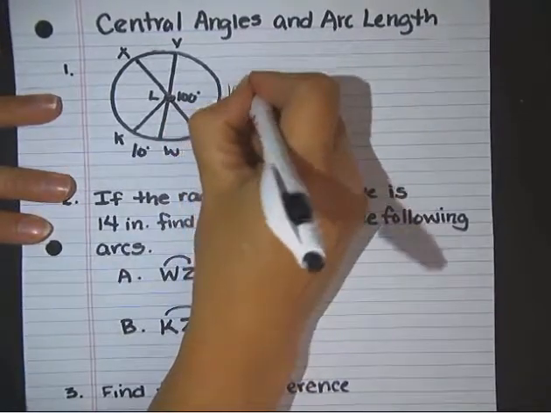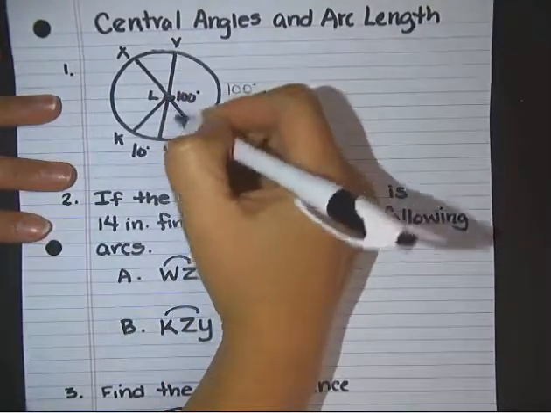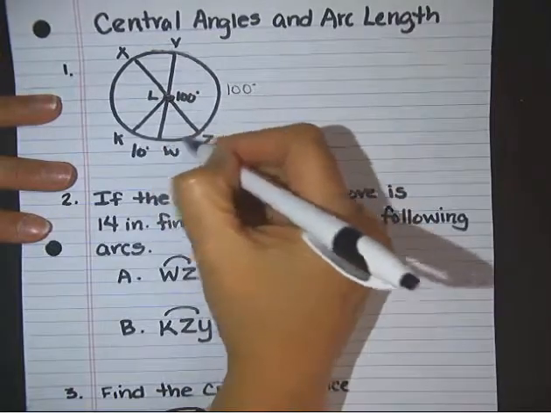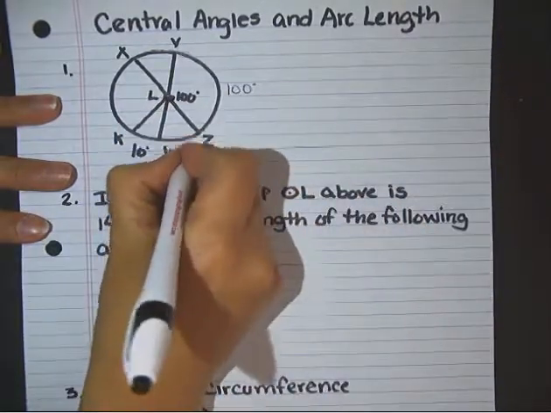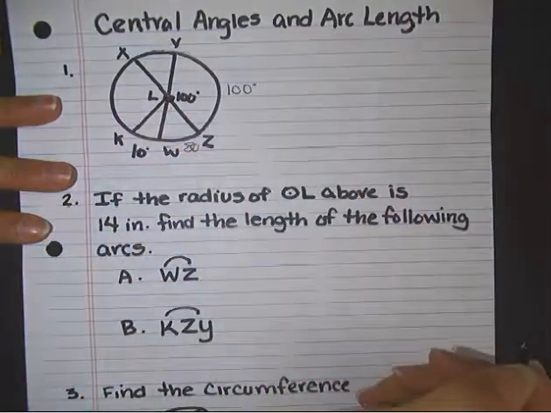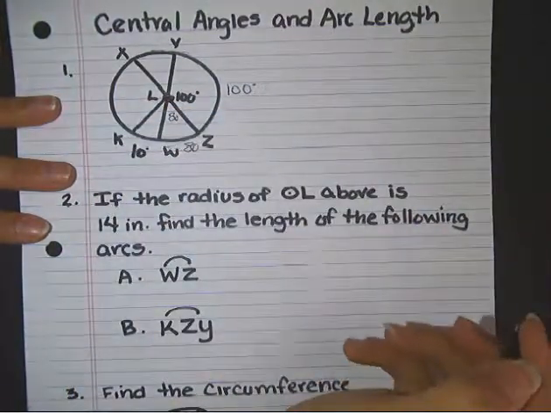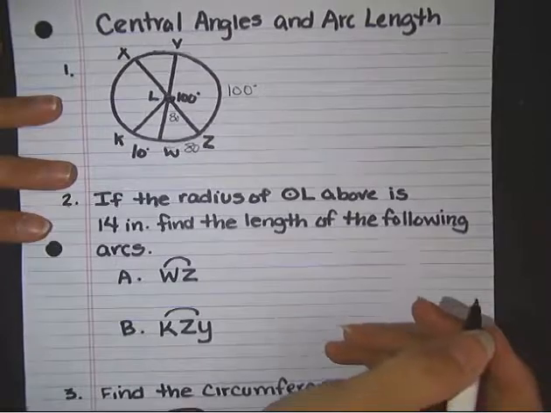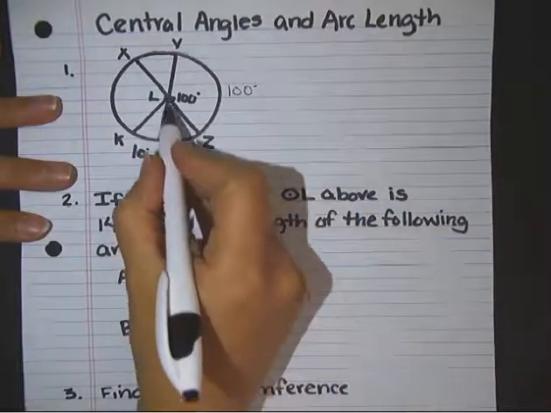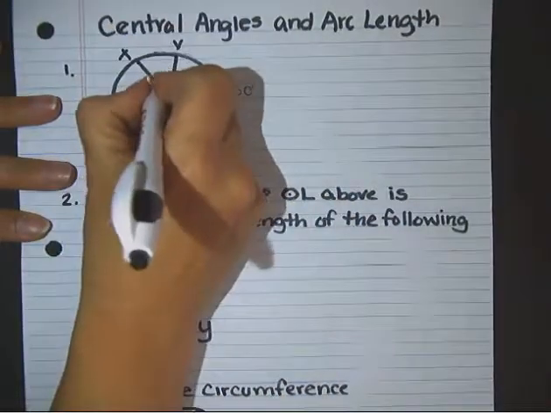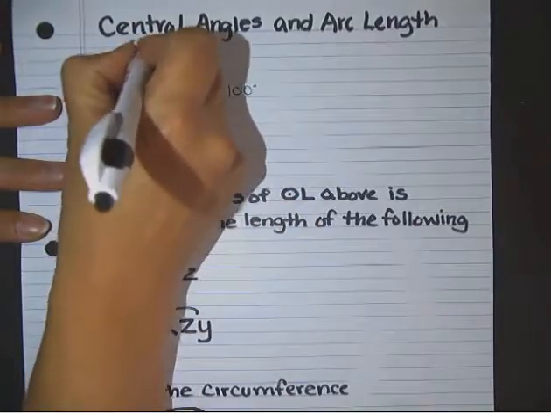Remember to look for semicircles. This is 180 degrees, so that would mean this WZ here must be 80 degrees, and therefore its central angle is 80 degrees. We can still use vertical angles like always, so this angle over here would also be 80 degrees, and its arc XY is 80 degrees.